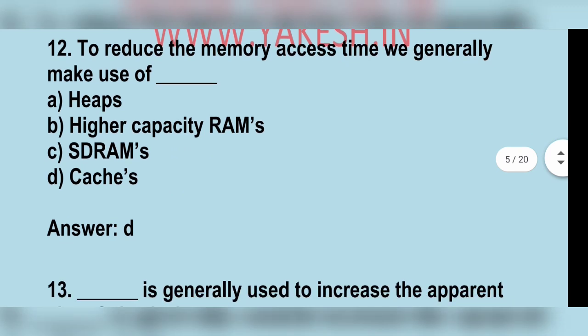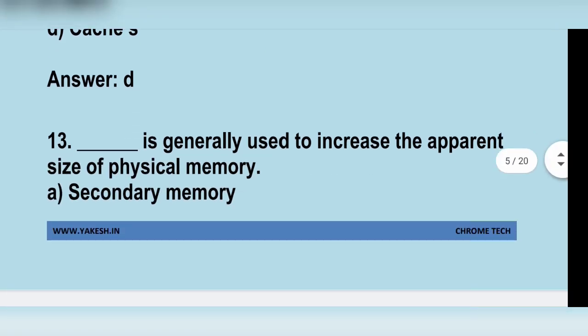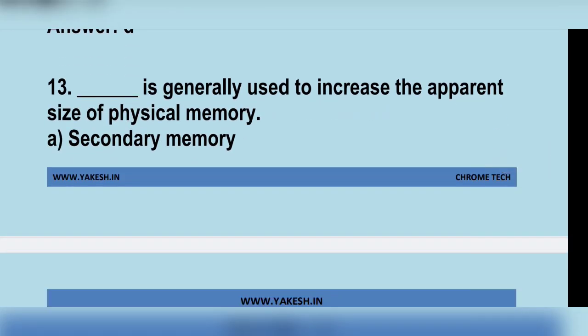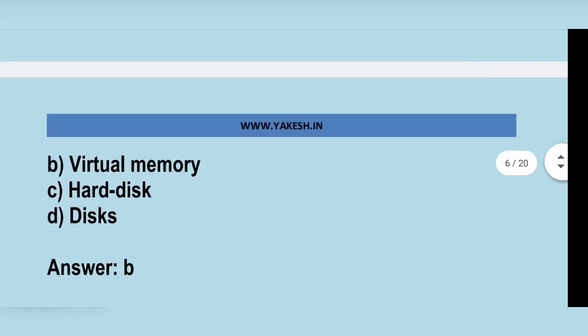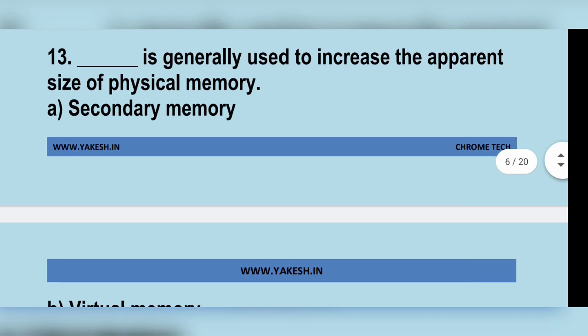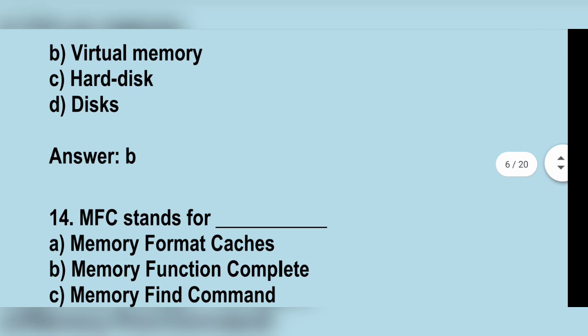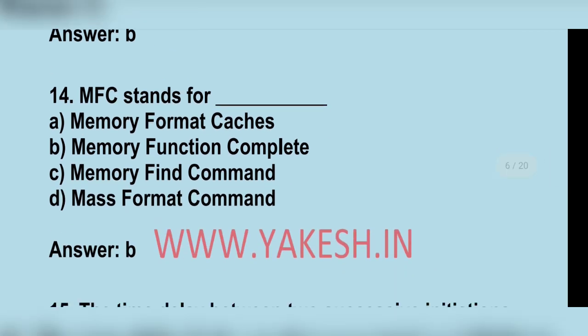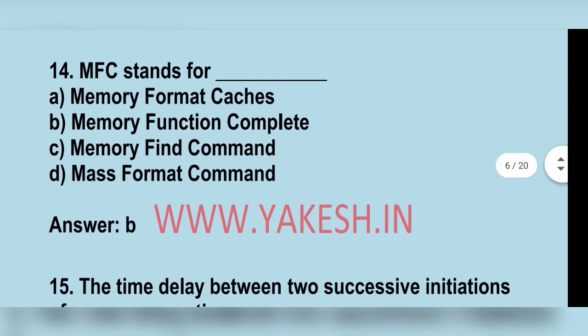To reduce the memory access time, we generally make use of option D, cache. Next question. Dash is generally used to increase the apparent size of physical memory. Option B, virtual memory is the correct answer. Virtual memory is generally used to increase the apparent size of physical memory. MFC stands for option B, memory function complete, is the correct answer.